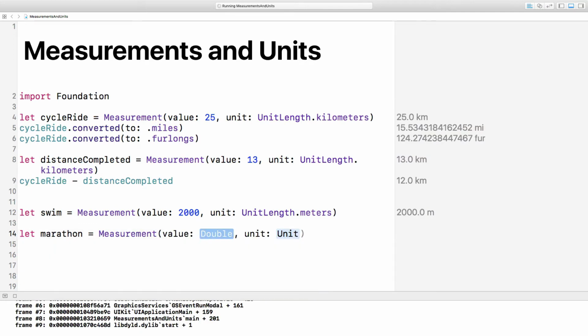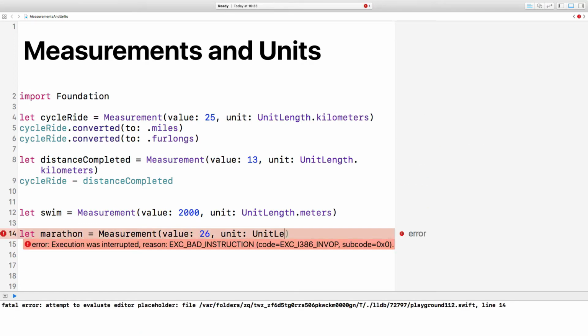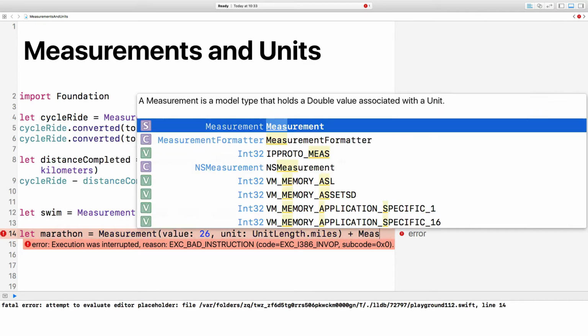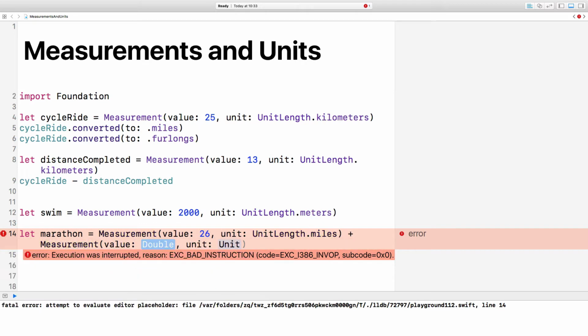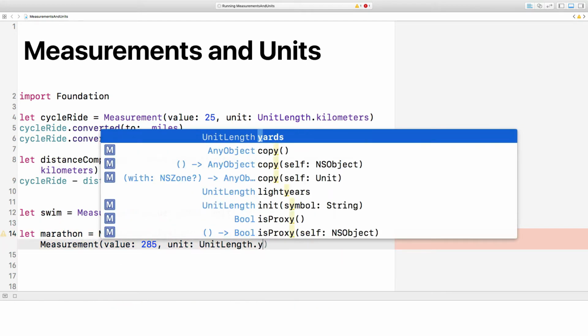I'm going to create a new measurement that represents the length of the marathon, which I know is 26 miles and 285 yards. So I'm going to start out by creating a measurement to represent the miles component, so a measurement of value 26 with a unit of unit length dot miles. And I'm going to add to that a measurement with a value of 285 with a unit length of yards.